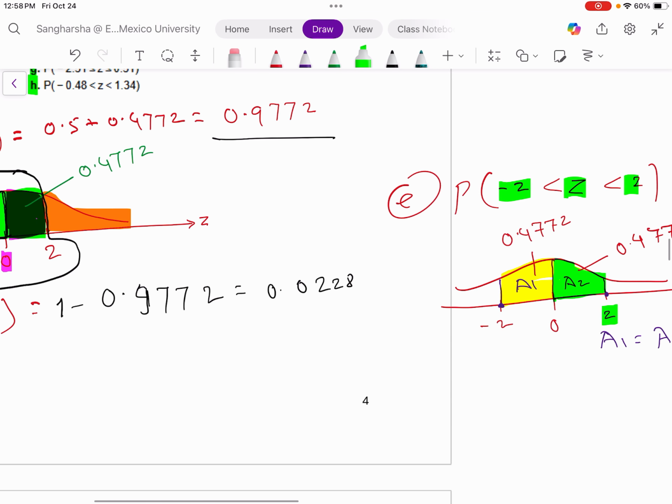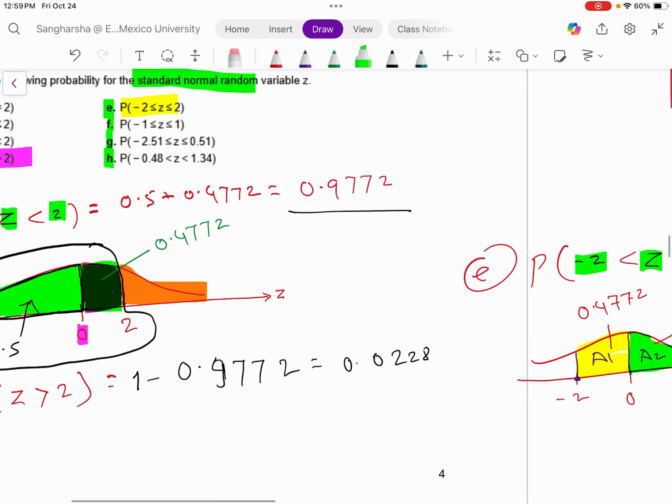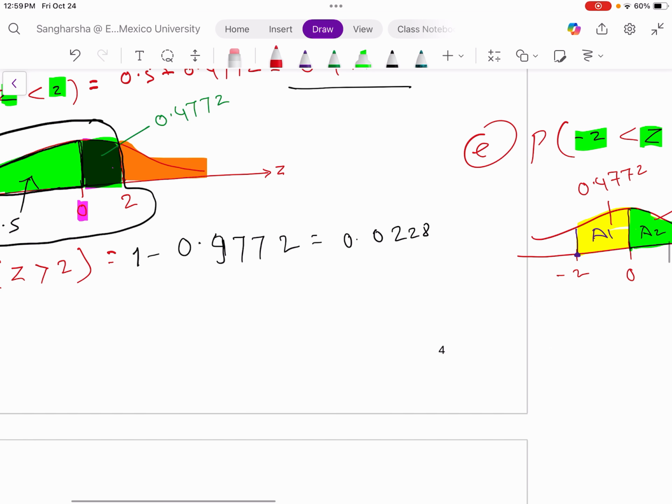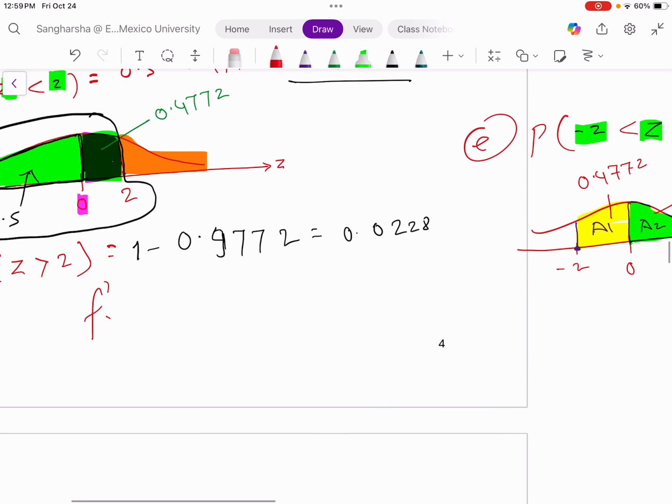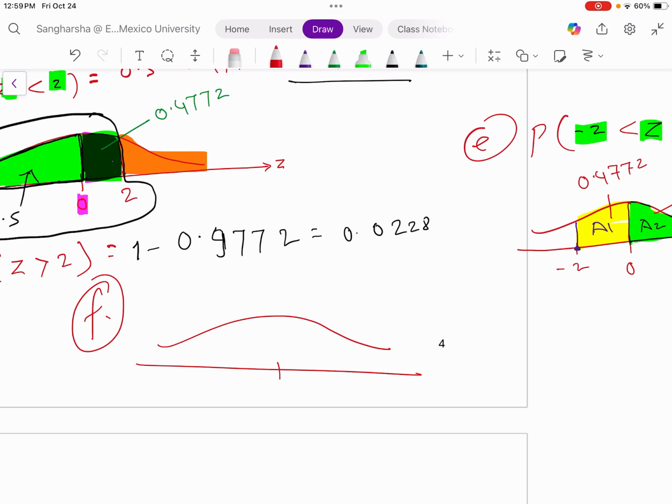Okay, next in number F, we want to find the probability that our G is in between -1 and +1. So let me draw a bell-shaped curve. Our mean is 0, this is -1, this is +1. We want to find this area.